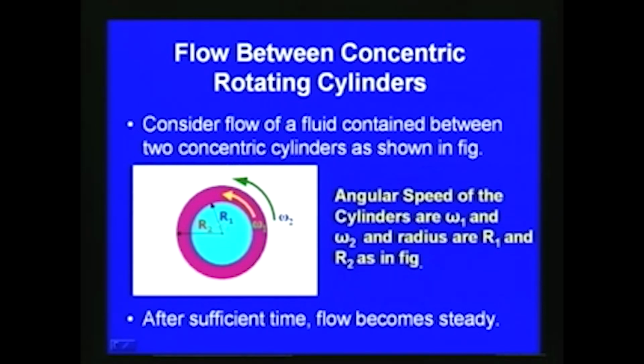Here the problem is we will consider a flow of fluid contained between two concentric cylinders as shown in the figure. This is the first cylinder of radius r1, and this is the second cylinder of radius r2, and the flow is between these two cylinders. Both the cylinders are rotating, the first one with an angular velocity of omega 1 and the second one with an angular velocity of omega 2. So, the angular speeds of the cylinders are omega 1 and omega 2, and the radii are r1 and r2 as in the figure.